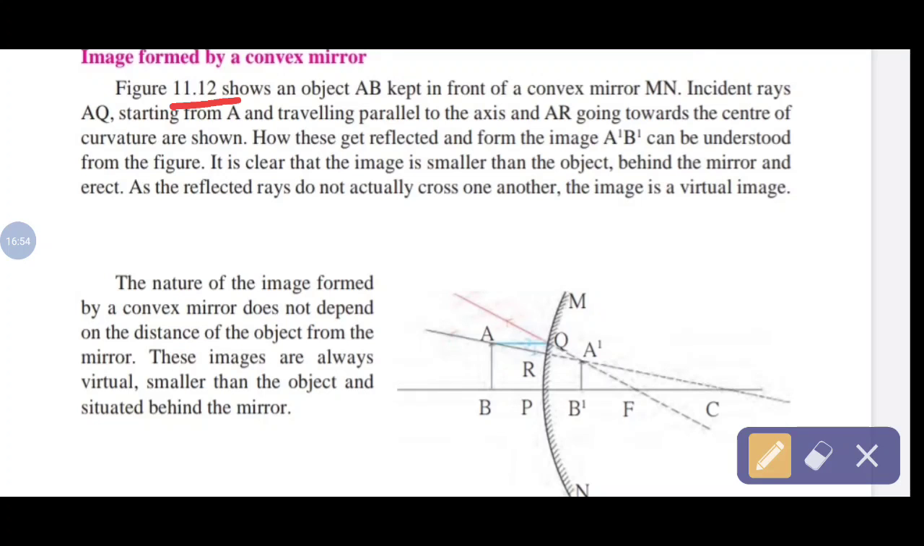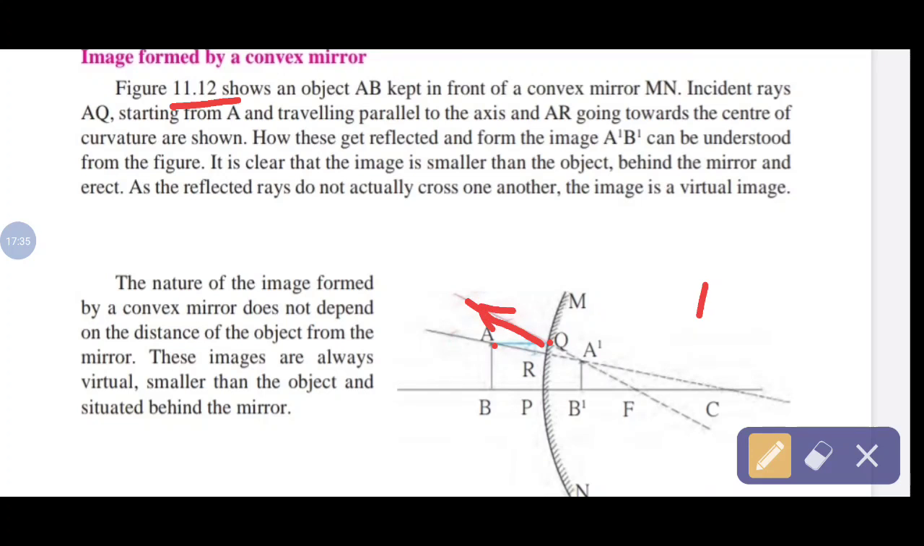Incident rays AQ, check that, in the blue line is shown here. That incident ray AQ starts from point A and travels parallel to the principal axis, and AR going towards the center of curvature are shown in the figure. The first incident ray is from the point A to Q. Check here. The arrow is showing. So the incident ray is parallel to the principal axis. Reflection takes place through the focus. So points Q and F join in a straight line. So our actual reflection is like this. Check here, I will show you.